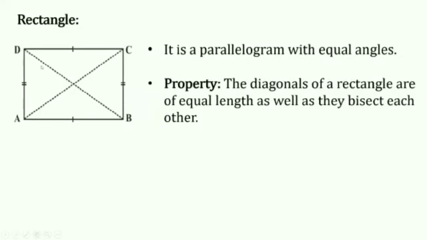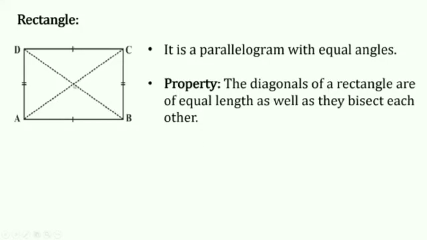That means BD is equal to AC. Here AC and BD are the diagonals of the rectangle ABCD. So the length of BD, the distance from B to D, and from A to C is equal. Suppose AC is equal to 5 centimeters, then BD is also 5 centimeters. As well as they bisect each other.